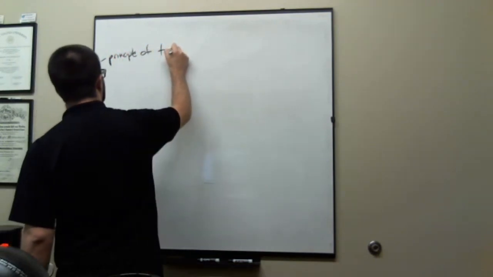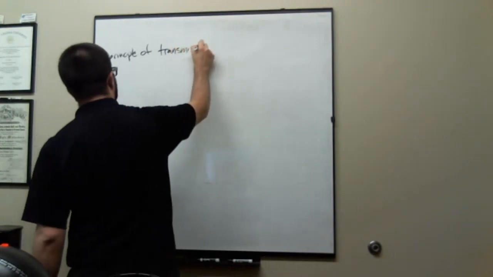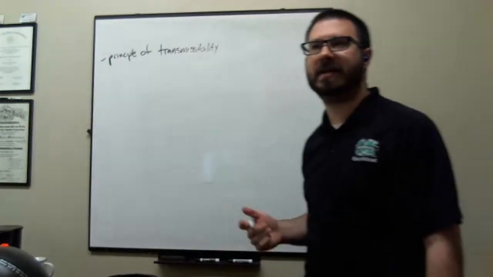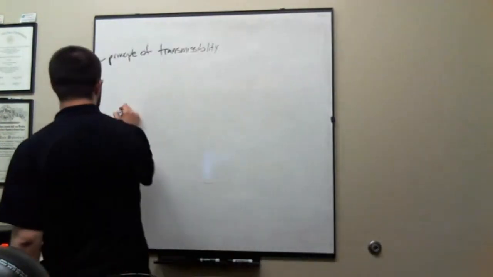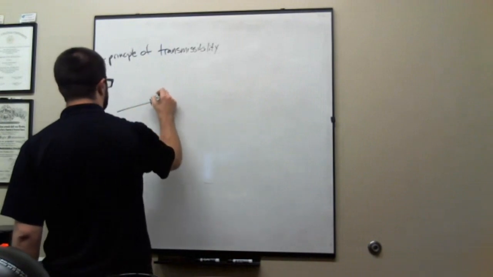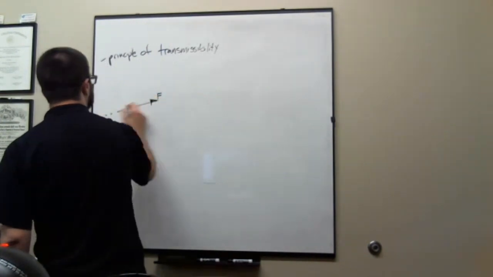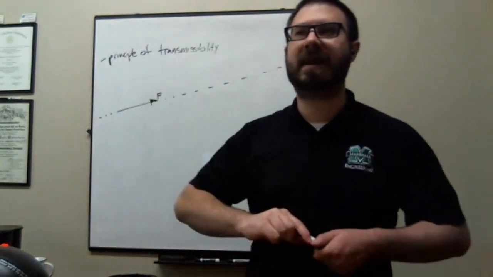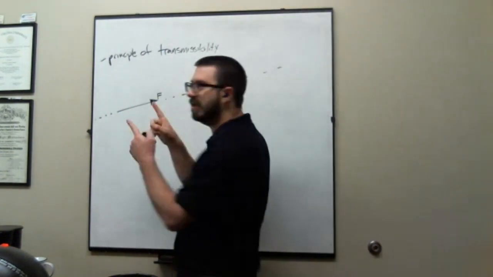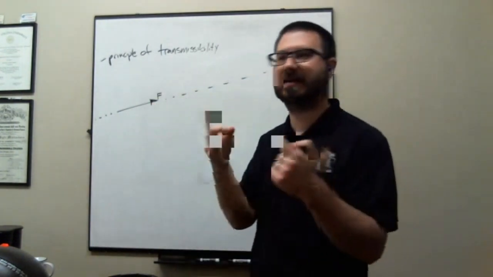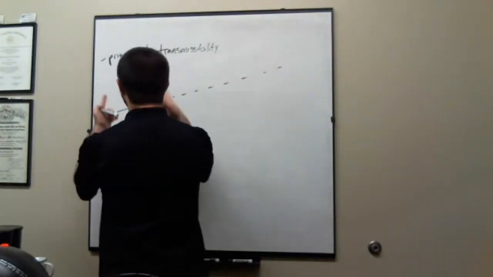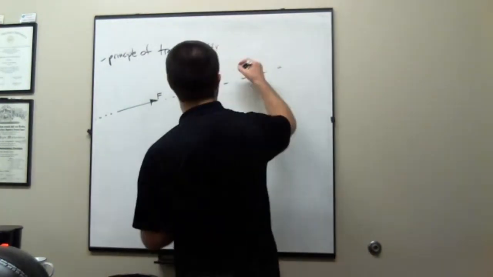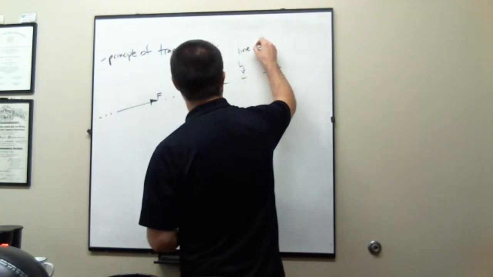of transmissibility. So the principle of transmissibility states that if I have a force that acts along, let's say, some given line, and remember, forces are represented by vectors, right? Vectors are mathematical objects that have a magnitude and direction. So I can take that object, and I can move it anywhere along that line. Remember, we have a name for that line. We call it the line of action.